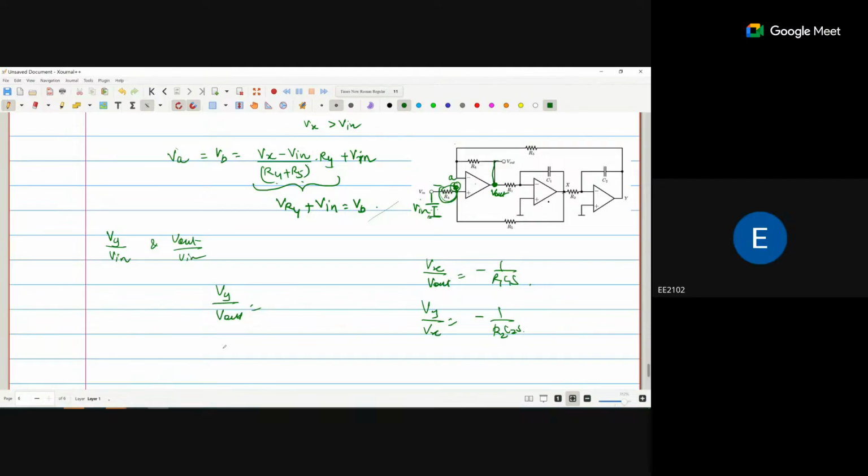So if I calculate the Vy by V out, that is Vy by Vx into Vx by V out. Vx calculate, so this is the Vy by V out. The value is minus 1 by R1 C1s into minus 1 by R2 C2s. So you are getting 1 by R1 R2 C1 C2s square. That is Vy by V out.